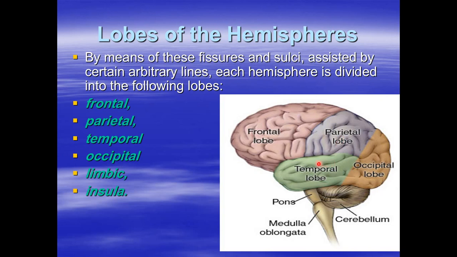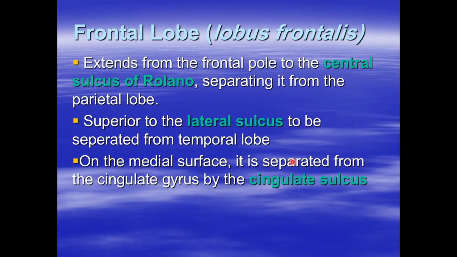So, just to have a quick idea, the frontal lobe is separated from the parietal lobe by the central sulcus of Rolando, and the parietal lobe is separated from the occipital lobe by the parieto-occipital sulcus, and the temporal lobe is separated from the rest by the Sylvian fissure. So, let's start with the frontal lobe.